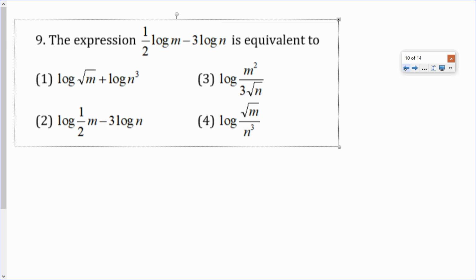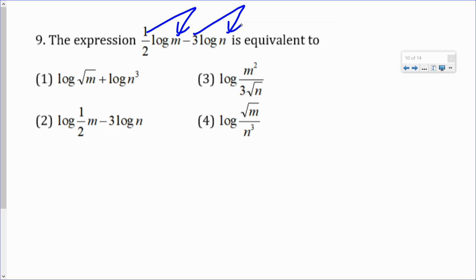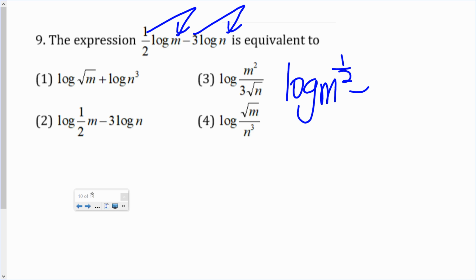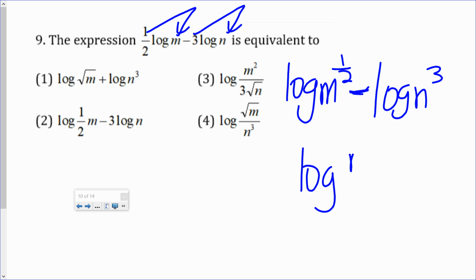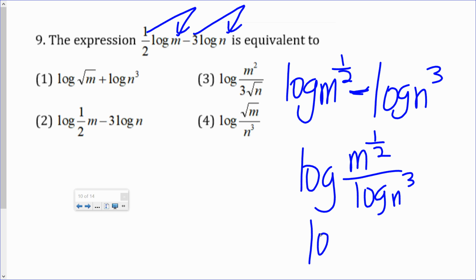Okay, now that you tried number 9 on your own, I apply my power rule first. So that becomes log m to the 1/2 minus log n cubed. Subtraction becomes division. So it becomes m to the 1/2 divided by n cubed. Now I see a fractional exponent. Radicals are fractional exponents. So the 1/2 power is the regular radical. Oh, I wrote log twice there. That's unfortunate.